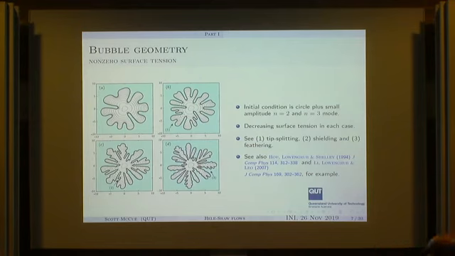You can see that there is tip splitting. So what's the difference here? Here you have higher surface tension, and lower, and lowest surface tension. The lower the surface tension is, the more tip splitting and branching you get, and you get other things which are labelled.